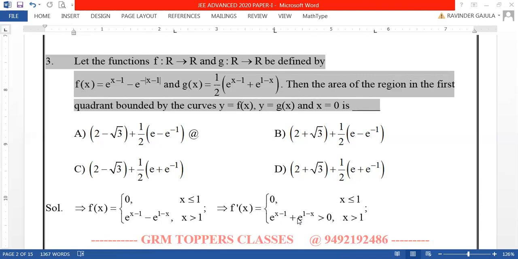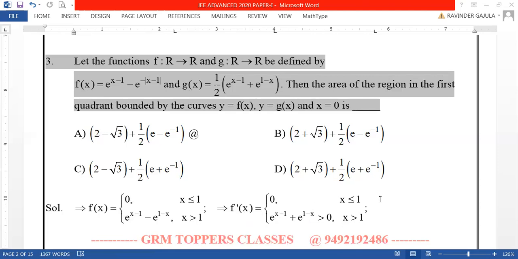But here e power x minus 1 and e power 1 minus x are positive, no? E power either positive or negative, the value is positive, because you know the curve of e power x will be above the x-axis. So this is a positive value. Therefore, f dash x is either 0, which means the x-axis, and from 1 onwards f dash x is greater than 0, which means f of x will be increasing.